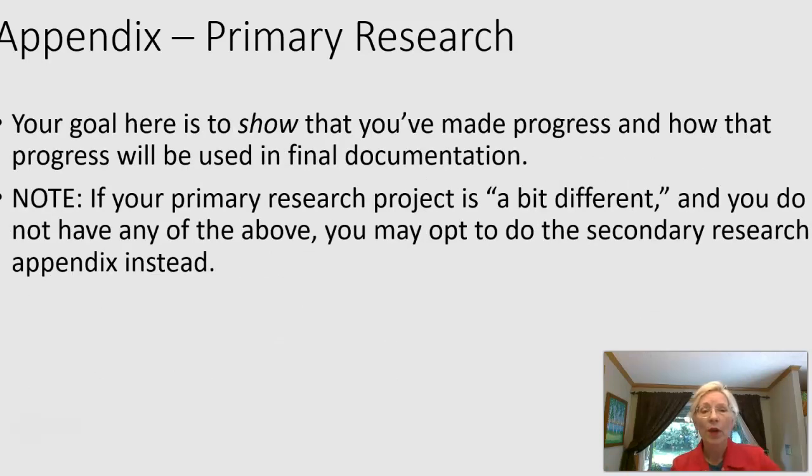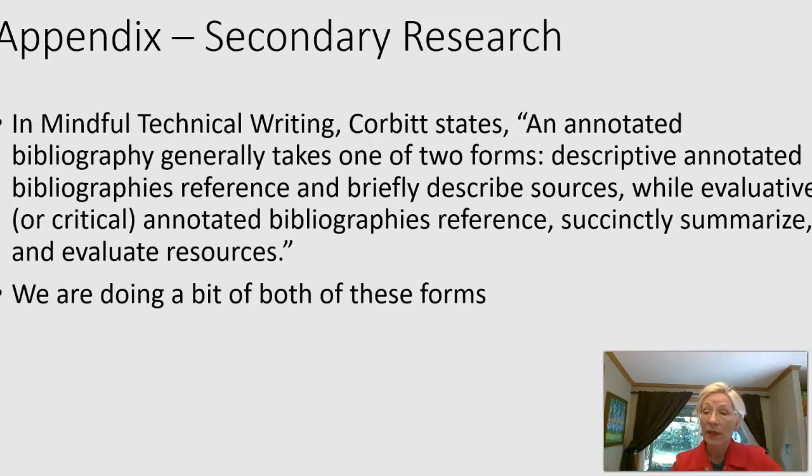Okay, if you're doing primary research, your goal is to show you've made progress and how that progress is going to be used. By the way, sometimes primary research projects are different, and you have to figure out a creative way to do that. Sometimes you need to include secondary research appendices or research sources as well. Sometimes that happens. If you're doing secondary, of course, here's an example of what one might look like. If we were using this particular source, Mindful Technology, author is Corbett, we might have something like this.